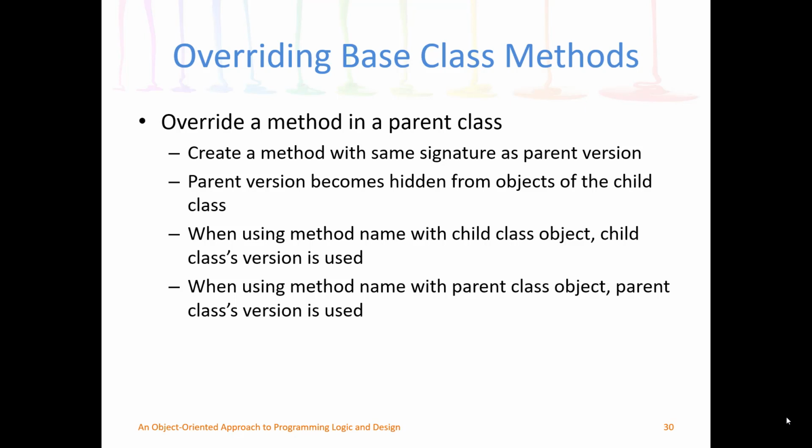child class. So overriding, I create a method with the same name, same parameters, but one's in the child class and one's in the parent class. And that's because I may want to do something different in the child class than in the parent class.